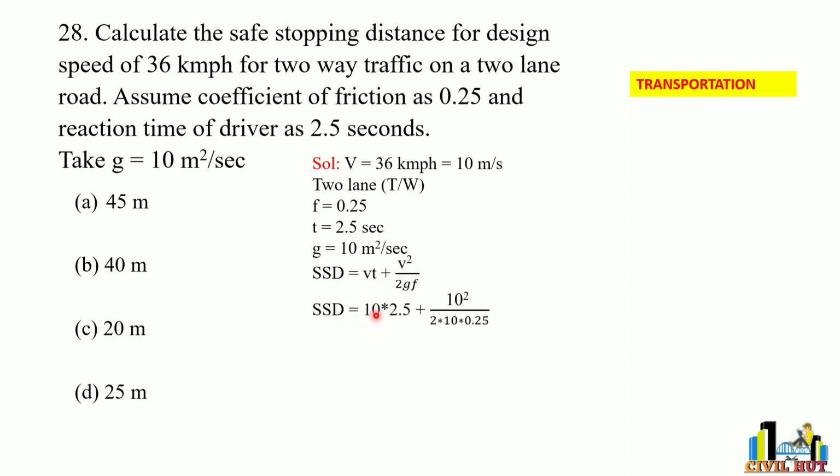SSD equal to 10 into 2.5, t equal to 2.5, plus V square, 10 square, by 2gf, g equal to 10 meters per second square, f equal to 0.25. We get 10 into 2.5 is 25, 100 by 2 into 10 into 0.25, which gives 100 by 5, which is 20. 25 plus 20 is 45. Our option is A. 45 meters is the correct answer. Safe stopping distance is 45 meters for this question.